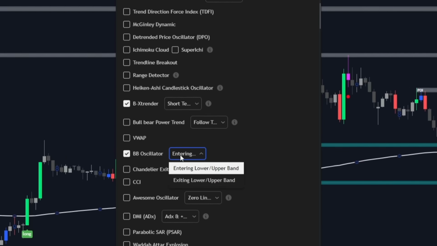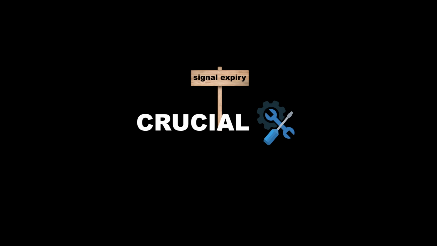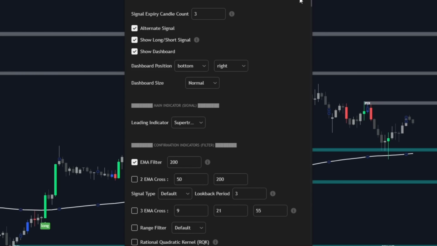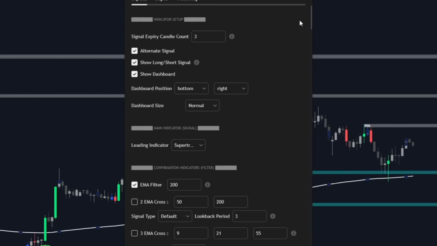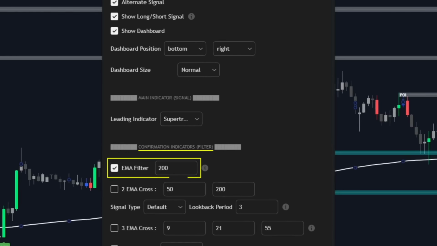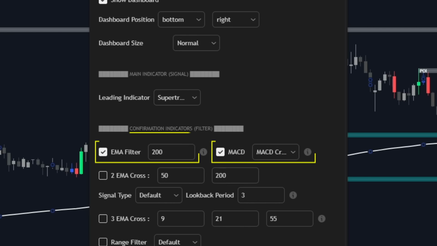and market preferences. Now, pay close attention to this crucial setting called signal expiry. By default, it might be configured to something like 3 candles, and understanding this setting can make or break your trading results. This means when your leading indicator, Supertrend in our case, generates a signal, the builder will patiently wait up to 3 additional candles for your confirmations, the EMA and MACD, to align perfectly.